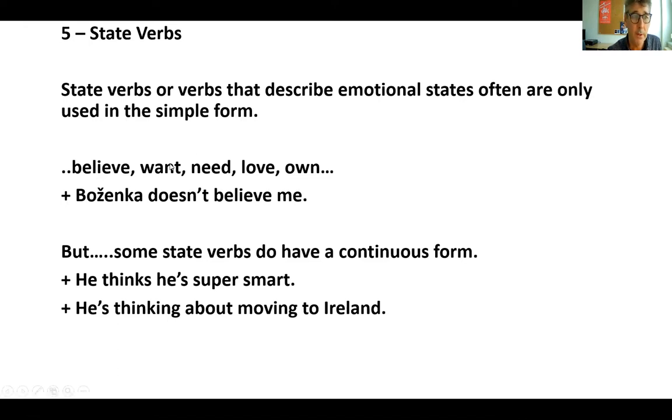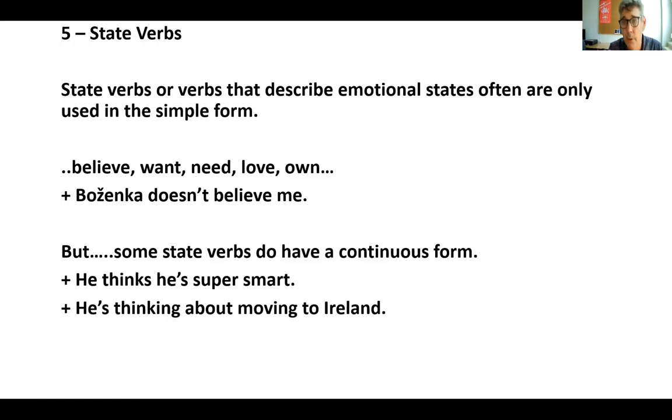Want, that's a verb, but it's a state verb. It's a verb that describes an interior state that we have as humans. Need, love, own. Again, these things aren't necessarily physical. They may have a physical connection, but very often state verbs do not have a simple tense. All right. So, or sometimes they do. I guess let me rephrase that. Okay.